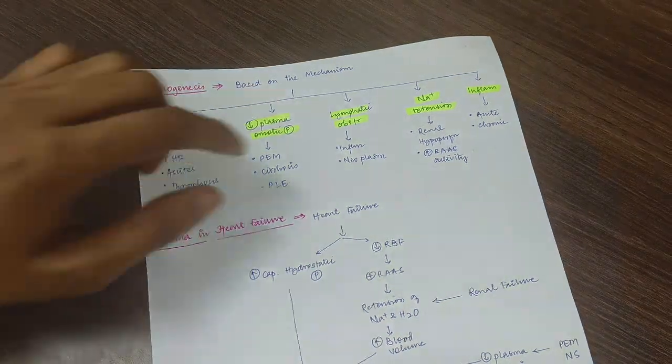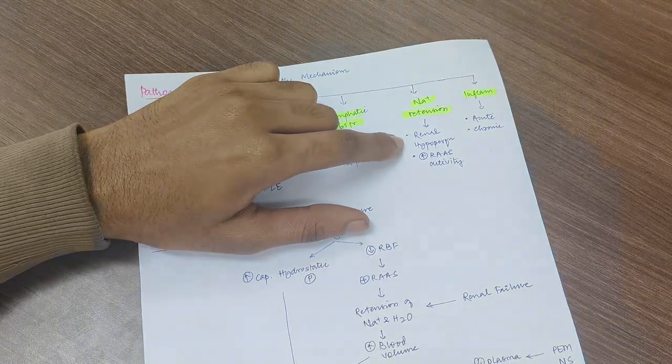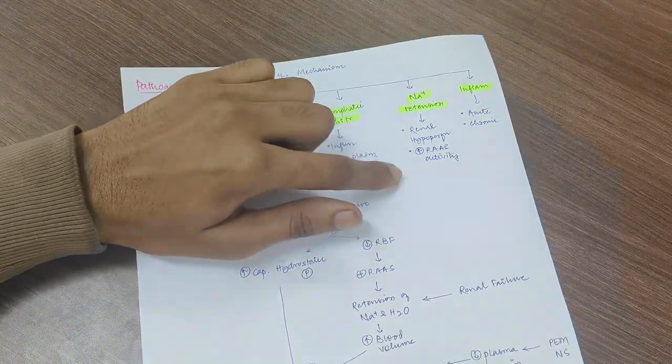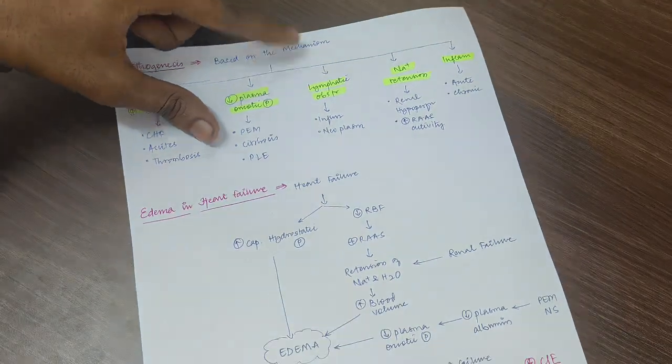Okay. Next is sodium retention. If there is sodium retention, then there is renal hypoperfusion and overactivity of the RAS system. Inflammation is of 2 types, that is acute and chronic.